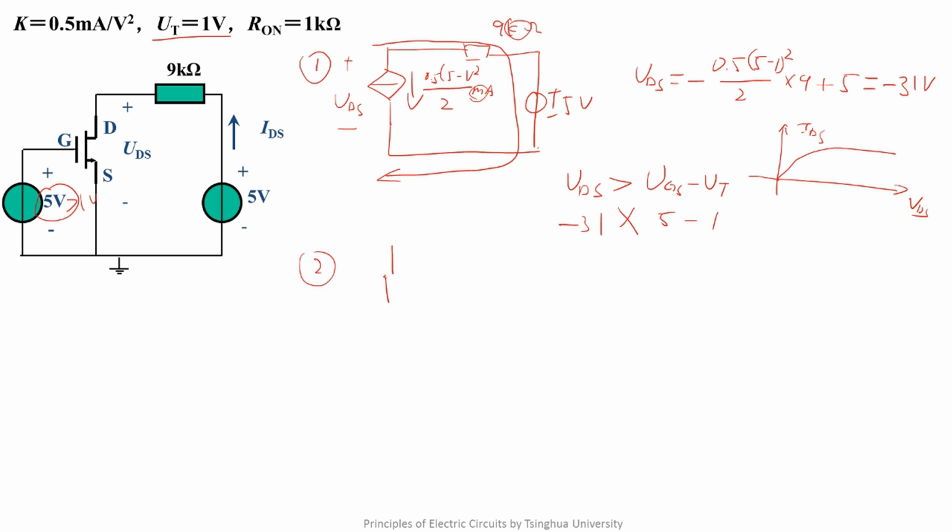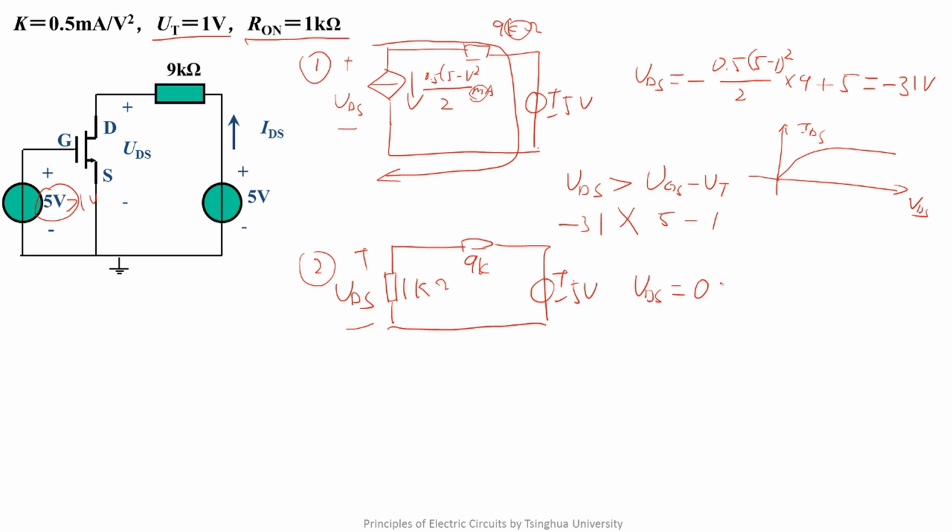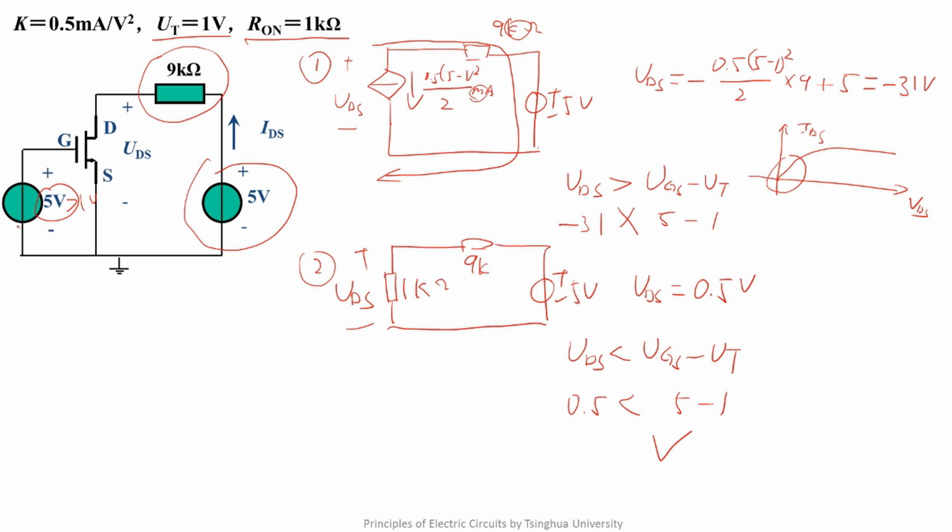Secondly, we assume that it is a resistor. Because R-on equals 1k ohms, so it is 1k ohm. This is UDS. Obviously, it is a voltage divider. UDS equals 0.5 volts. It needs to be that UDS is smaller than UGS minus UT. It is 0.5. It is 5 minus 1. It is true. This answered the problem we asked in teaching the gate circuits. That is, when the voltage of source is 5 volts, the pull-up resistance is large enough, the input signal is changed from 0 to 5 volts. When the input signal is 5 volts, it can be regarded as R-on between D and S. Here we offered the explanation for the above statement.